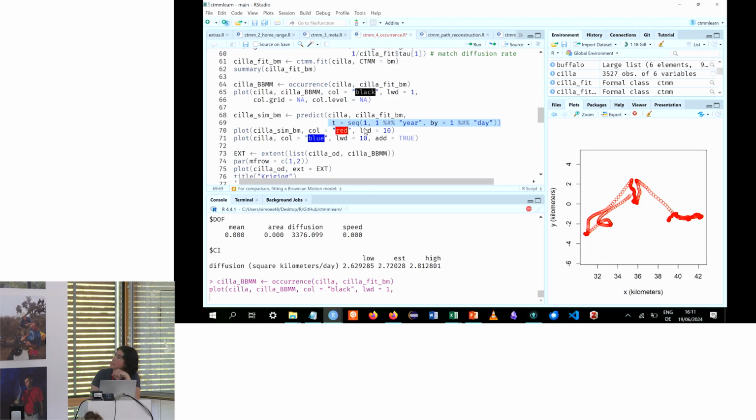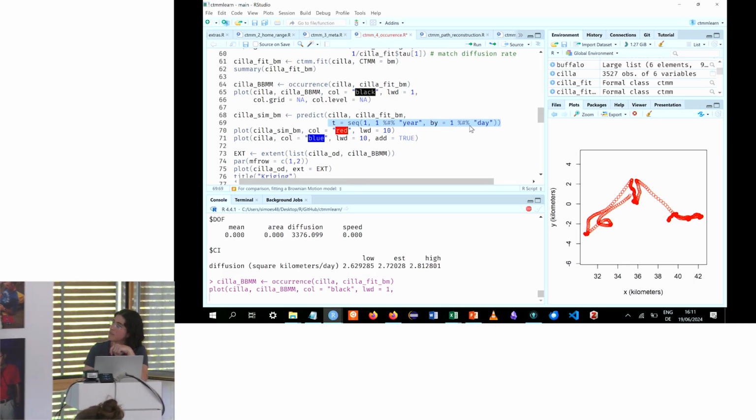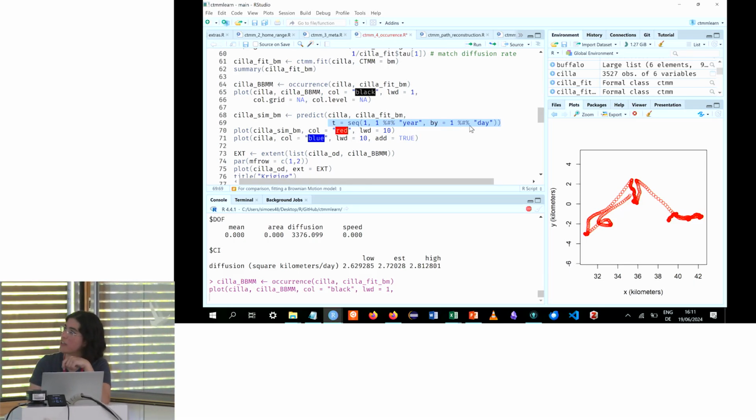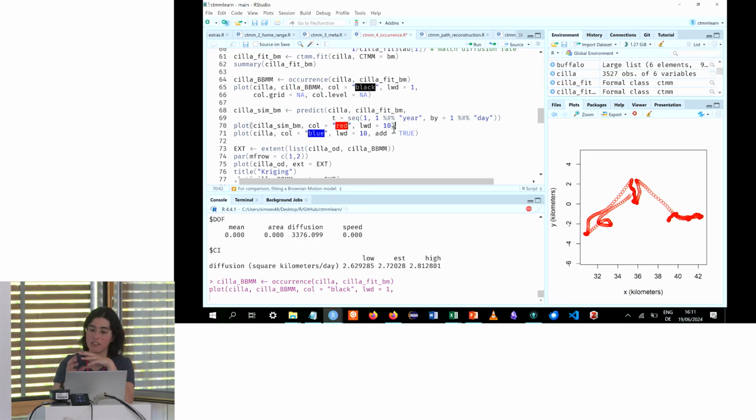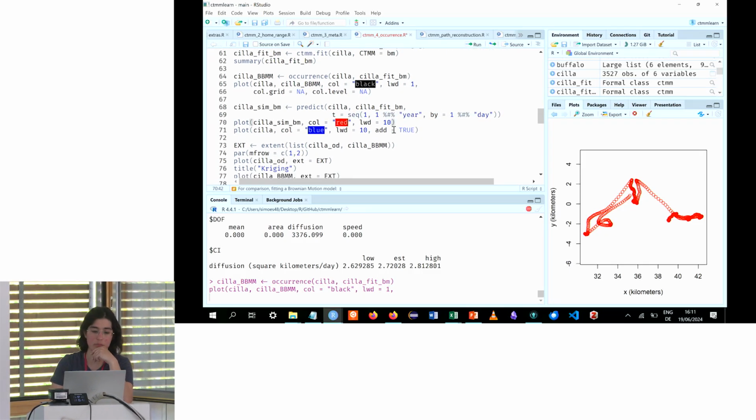And just in case it's not clear, what this is doing is just creating a sequence that goes from 1 to 1 year, with a point every day, just a sequence. So it knows, like you have to tell it exactly what is the sequence of timestamps that you want.